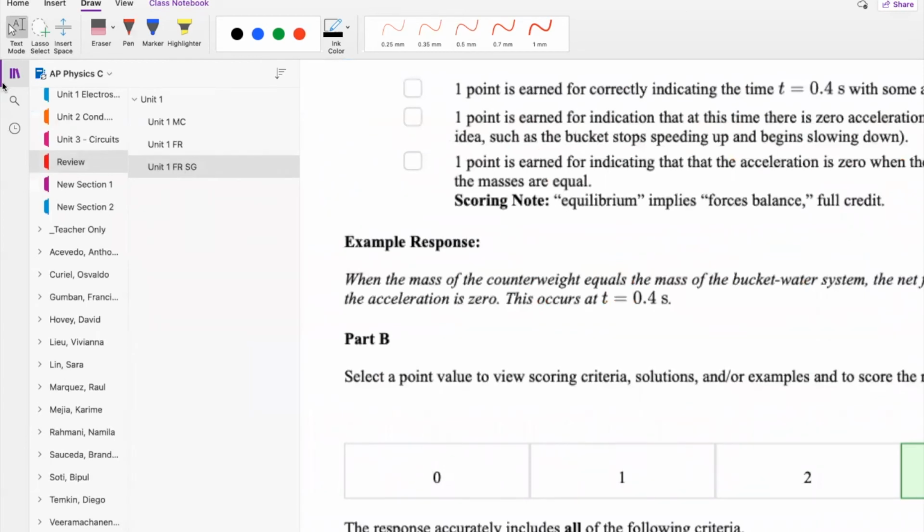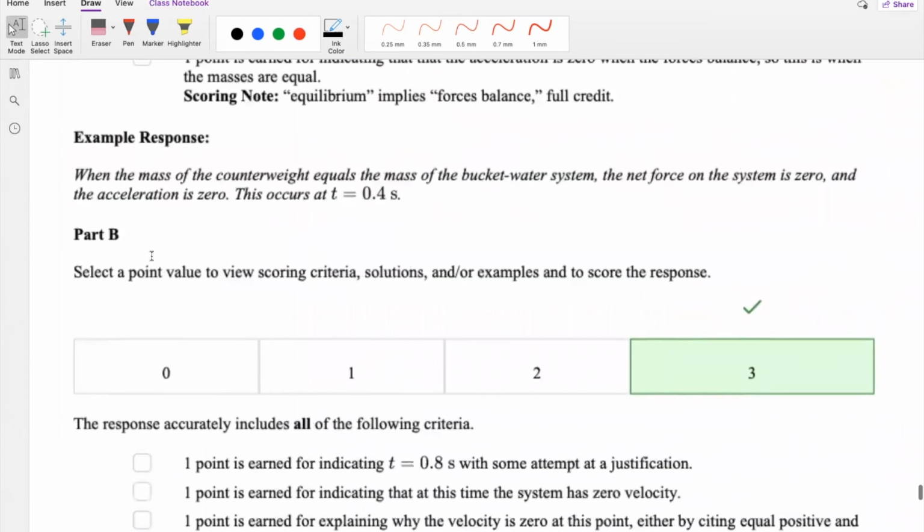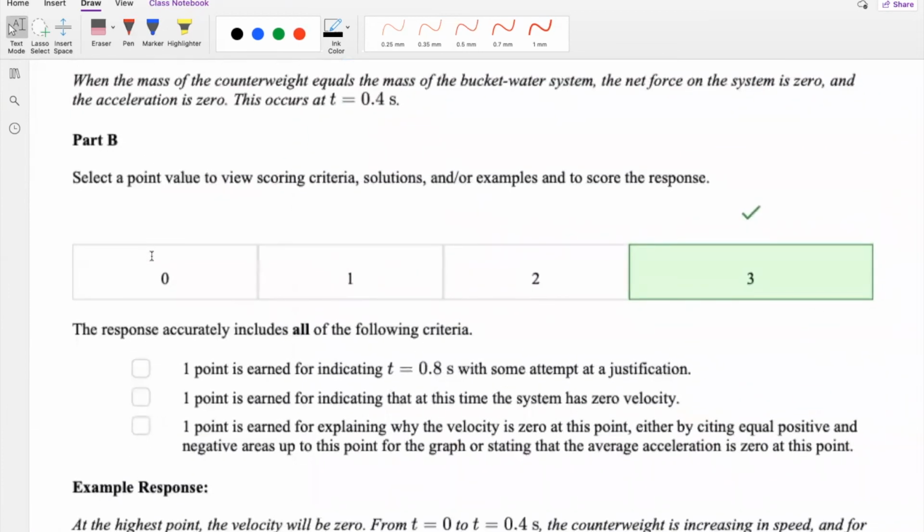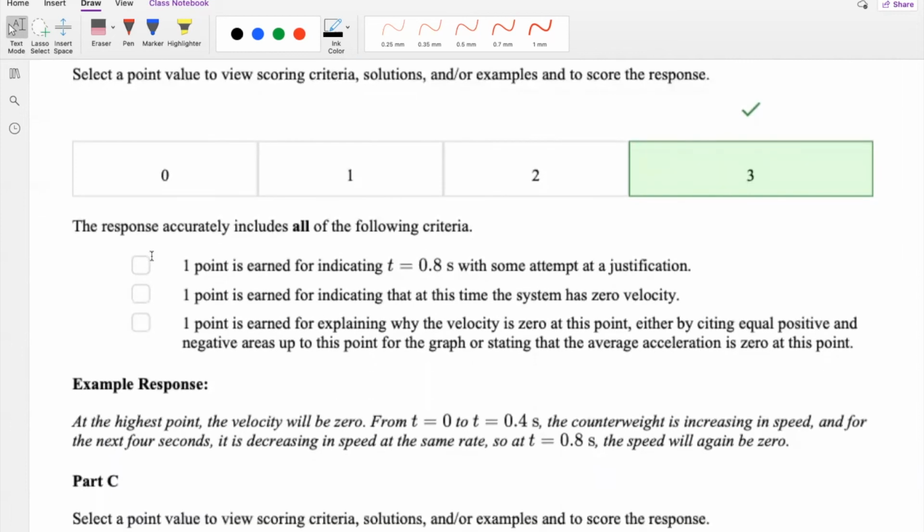So the next question will be worth 3 points. 1 point is earned for indicating that t equals 0.8 seconds with some attempt at a justification. 1 point is earned for indicating that at this time the system has 0 velocity. And then 1 point is earned for explaining why the velocity is 0 at this point, either by citing equal positive and negative areas up to this point for the graph, or stating that the average acceleration is 0 at this point. And so here's our example response.